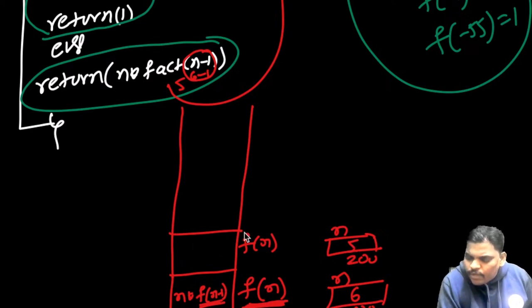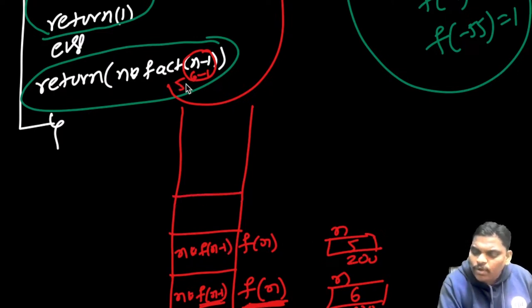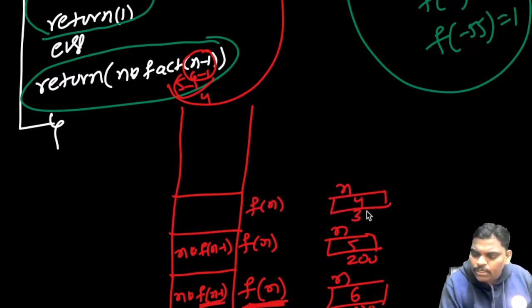See, n value 5. 5 less than or equal to 1, if condition fails. So else: n into fact of n minus 1 return. So again f of n minus 1. N is 5, 5 minus 1 means 4. So f of 5 minus 1 which is nothing but f of 4. 4 will go there. So f of n where n is 4. The memory address value is 3000. Again same code. That is the meaning of recursion.